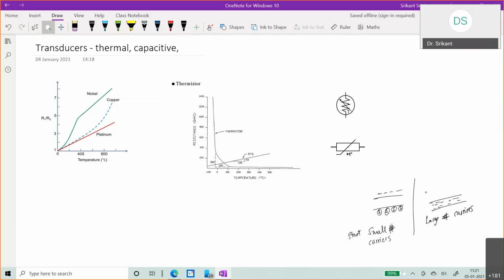On the other hand, the existing 10,000 carriers start experiencing collisions due to temperature, then the resistance actually increases. So in some cases, it can help the resistance. In some cases, it can worsen the resistance. Okay, so that's the way temperature behaves in a kind of contra-intuitive way, depending on different material types.